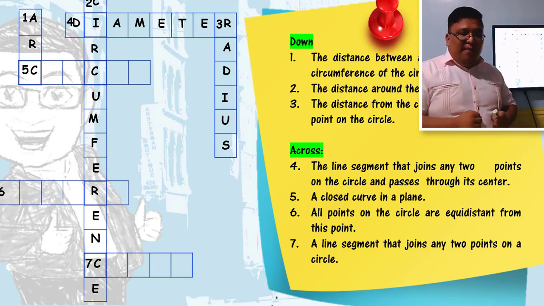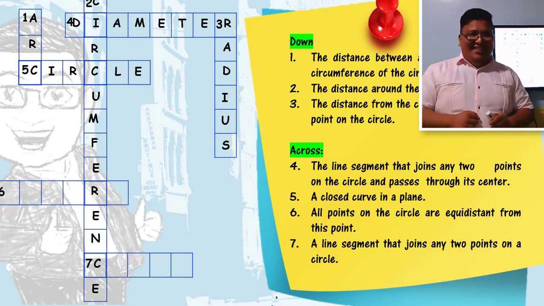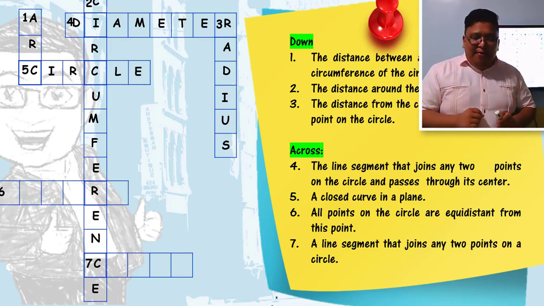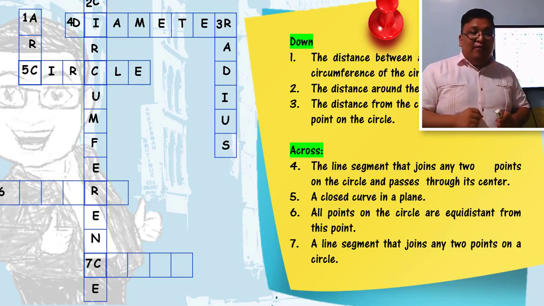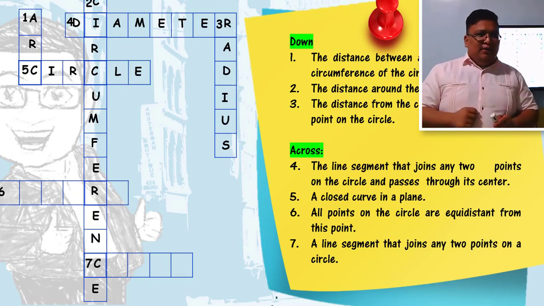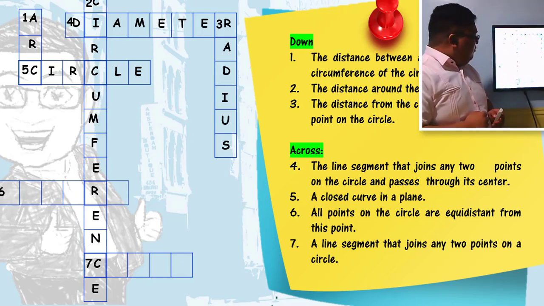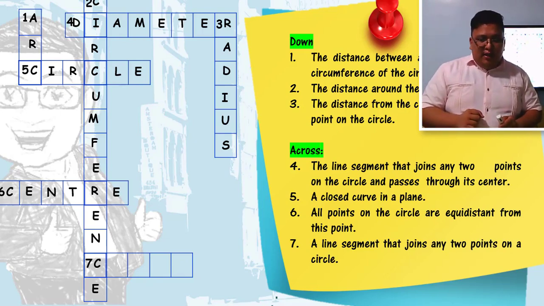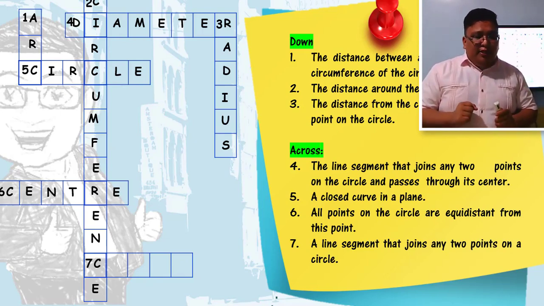Alright. How about number 5? It is a closed curve in a plane. Very good. It is circle. Okay. How about number 6? All points in the circle are equidistant from this point. This is a very important part of a circle. Alright, very good. It is the center. Center is all points on the circle are equidistant from this point.